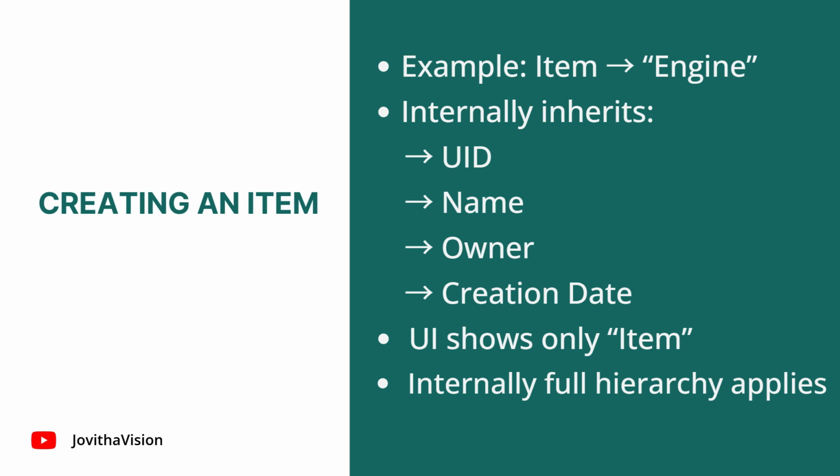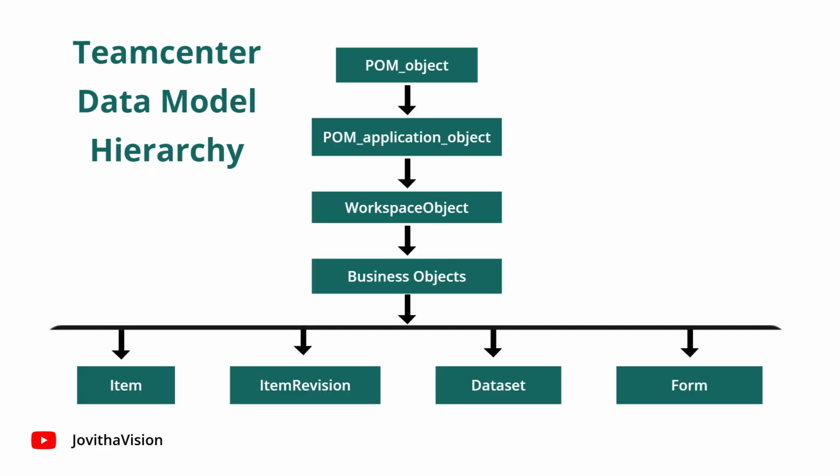Even if you only define item ID and revision ID, internally engine inherits UID from the POM object, application behavior from the POM application object, and name and owner from the workspace object. That's how inheritance works. You only see item in the user interface, but internally it follows the full hierarchy. Now that we understand the hierarchy, POM object, POM application object, then workspace object, and finally business objects like item revision and dataset, let's understand why this structure really matters in projects.